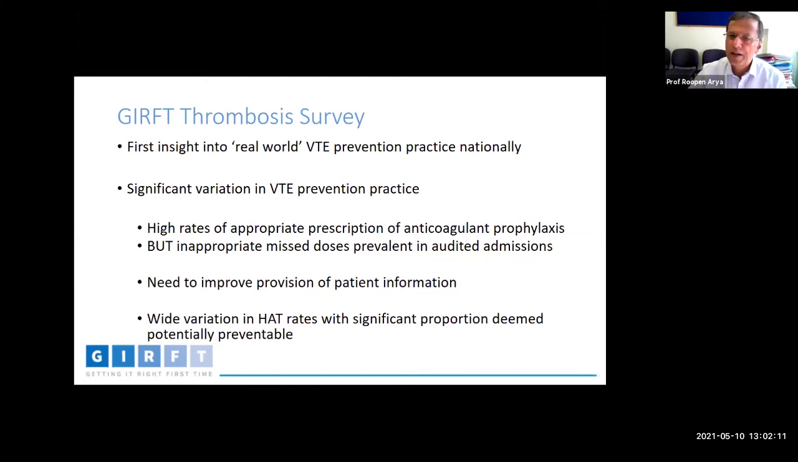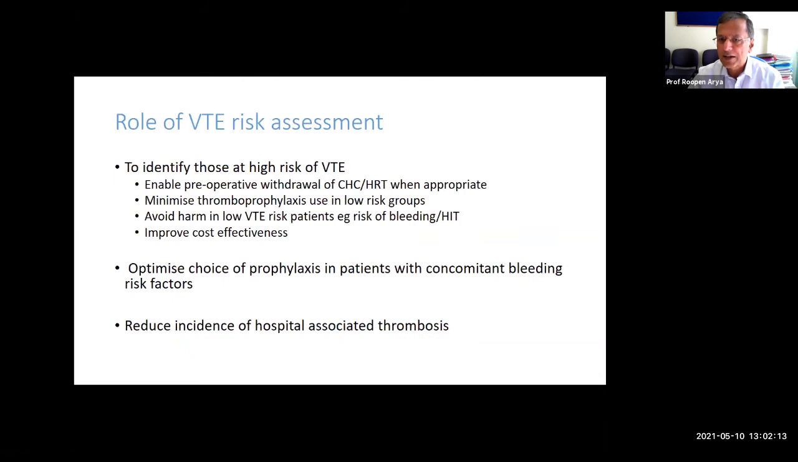So how do we improve our practice? Again, from some of the data that I've just shown you, one area that was highlighted was the role of VT risk assessment. And also we were bad at repeating the risk assessment because the patient pathway in hospital is a very dynamic one with changes in both thrombosis risk as well as bleeding risk.